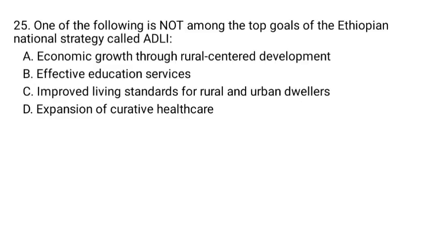Question number 25. One of the following is not among the top goals of the Ethiopian national strategy called ADLI. ADLI means agricultural development-led industrialization. Which one is not the goal of ADLI? A. Economic growth through rural center development. B. Effective education service. C. Improved living standards for rural and urban dwellers. D. Expansion of curative healthcare.